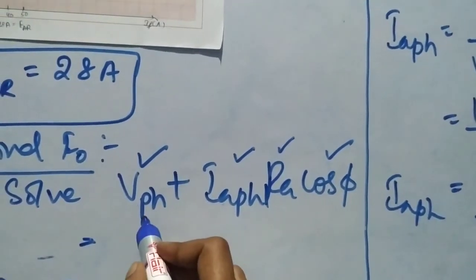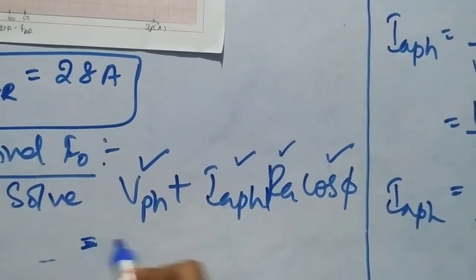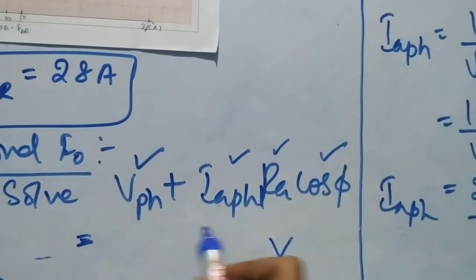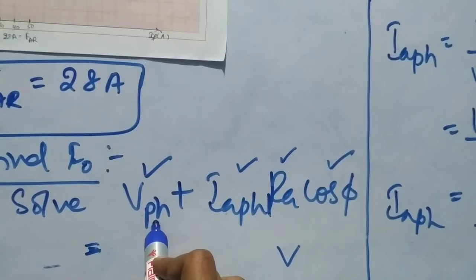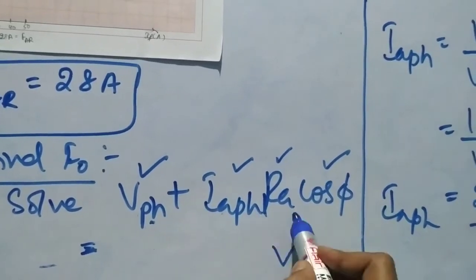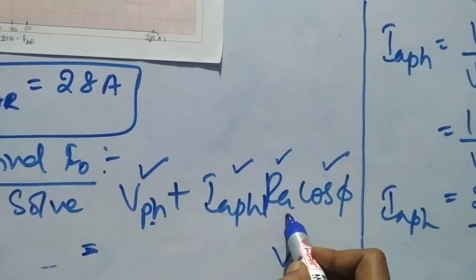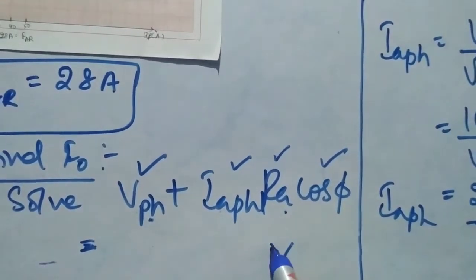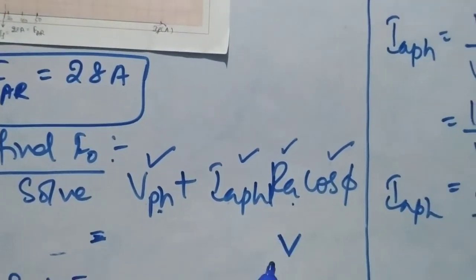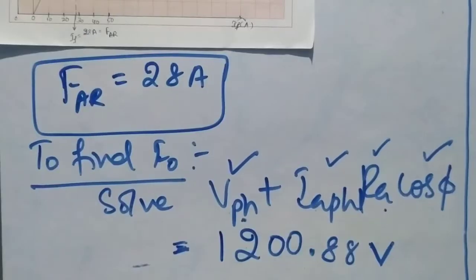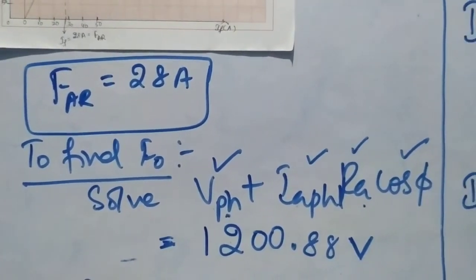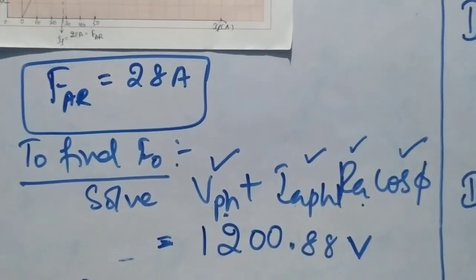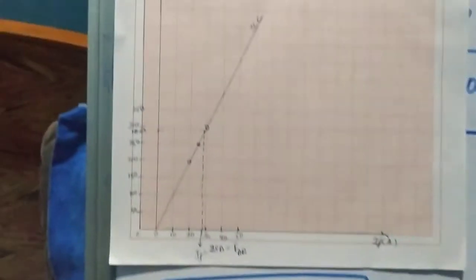We will get this value in terms of volts, because you can see the respective unit for this voltage is volts, and this is also a drop across the resistance, so again it's volts. So the value which we will solve here will be in terms of voltage. Now we will get the value as 1200.88. So this voltage we need to mark on the graph.